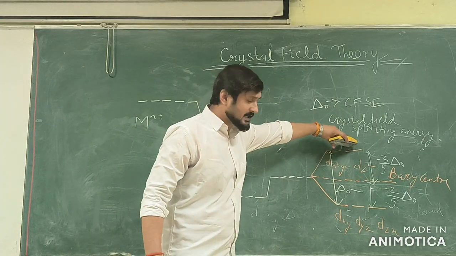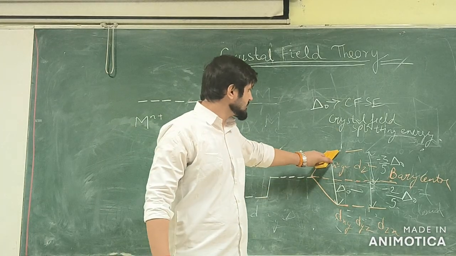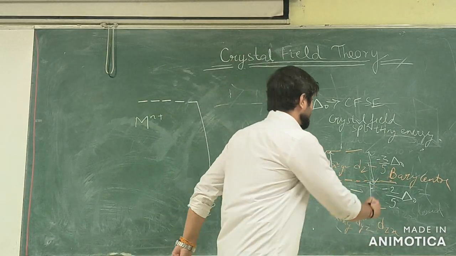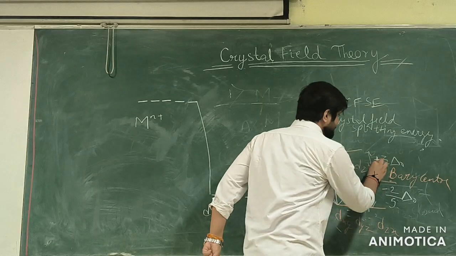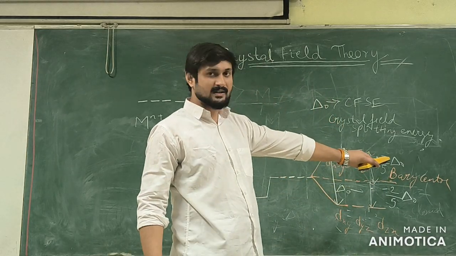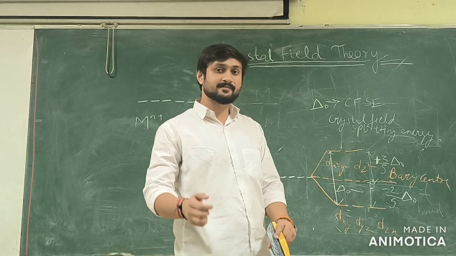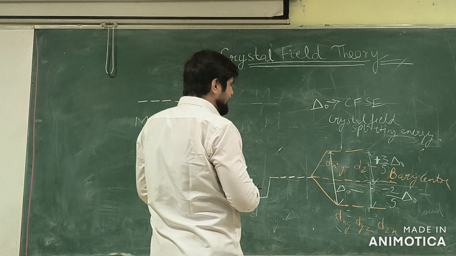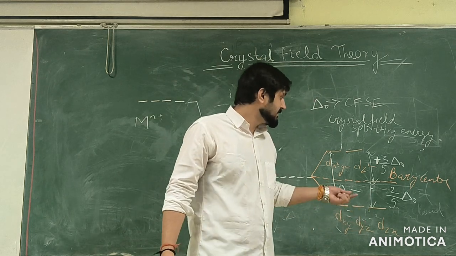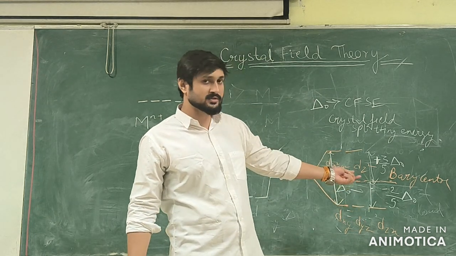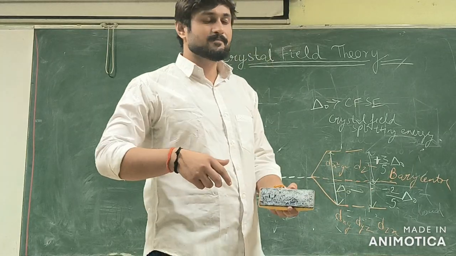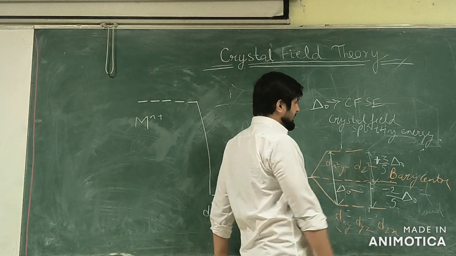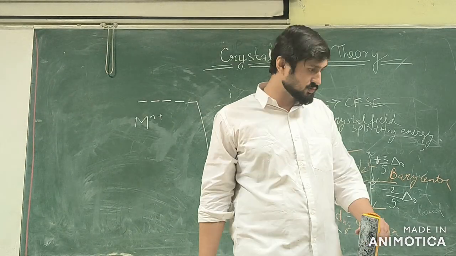And here you can fill 4 electrons. So when you multiply this 4 into 3 by 5, you will get plus 12 by 5. So both will come to 12 by 5. When you do the same thing for the tetrahedral splitting, then also you will get 12 by 5 for both the cases. So in that way you can memorize which one is 2 by 5 and which one is 3 by 5 delta naught. Okay.